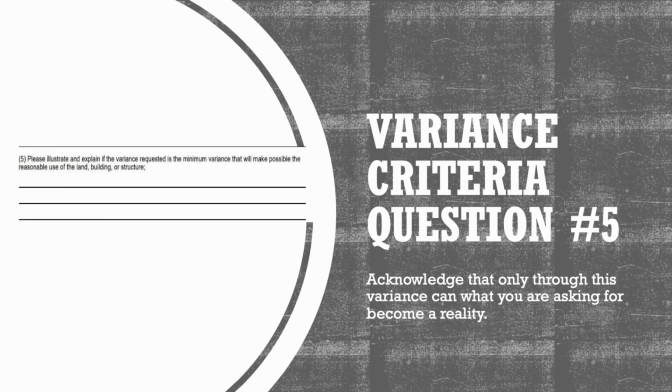Fifth criteria question, please illustrate and explain the variance requested is the minimum variance that will make possible the reasonable use of the land, building, or structure. Acknowledge that only through this variance can what you are asking for become a reality.